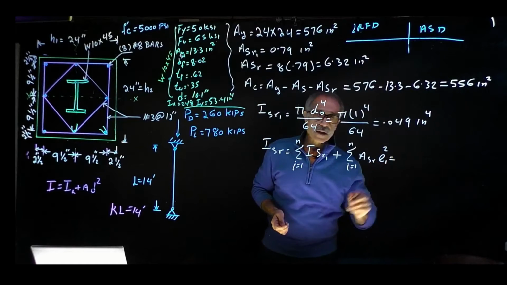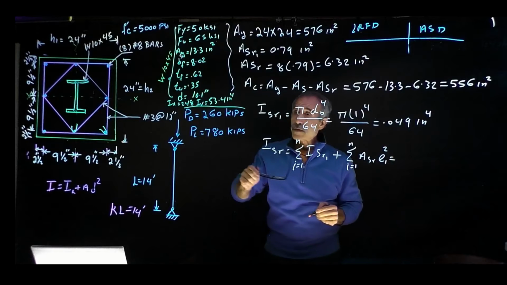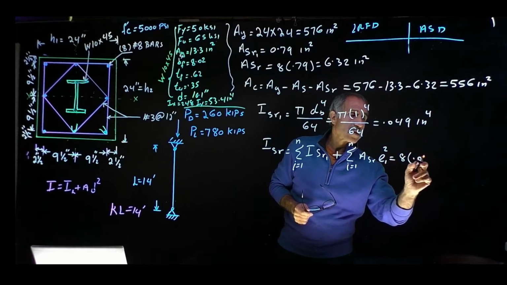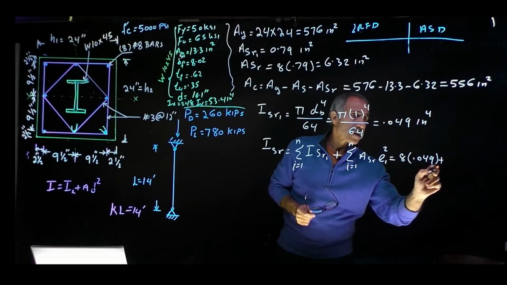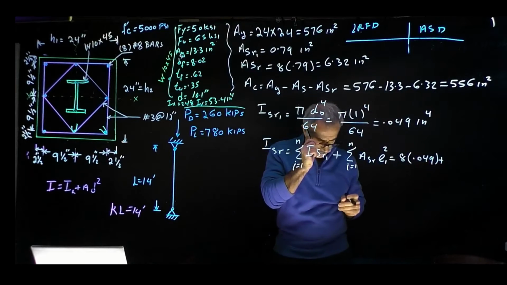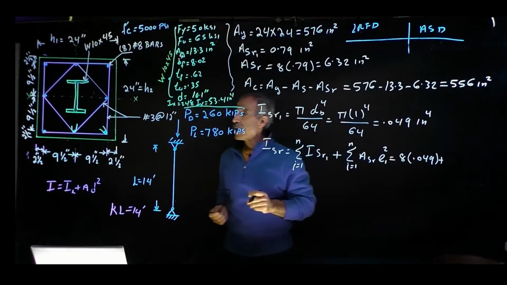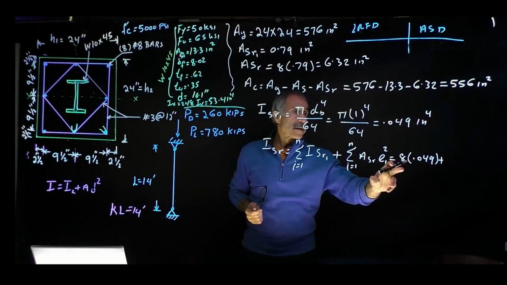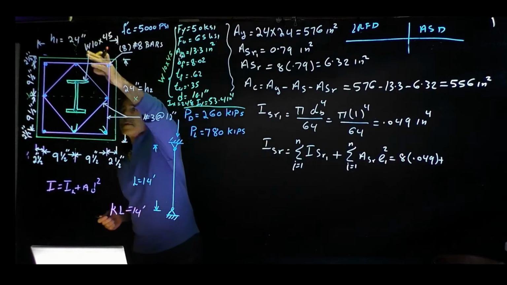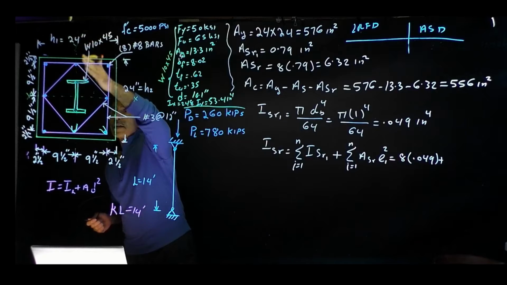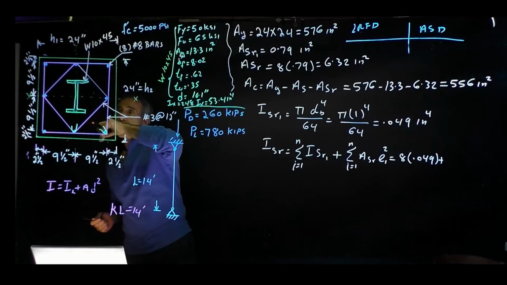So let's find out what that comes out to. We have 8 of these bars, so it's going to be 8 times 0.049 plus, now we have 6 of these. If this is my x and y, these two are right on a y line, so we're not going to worry about that.